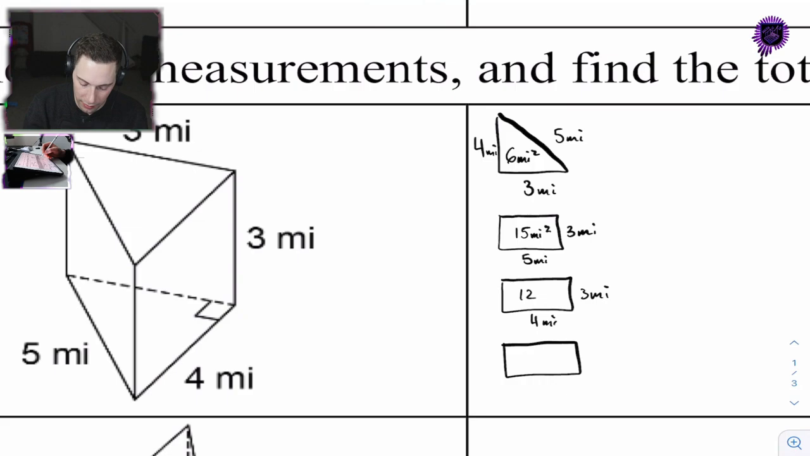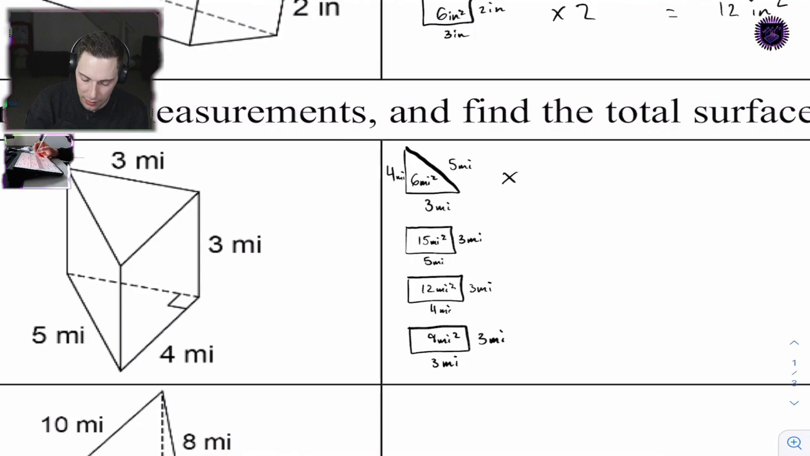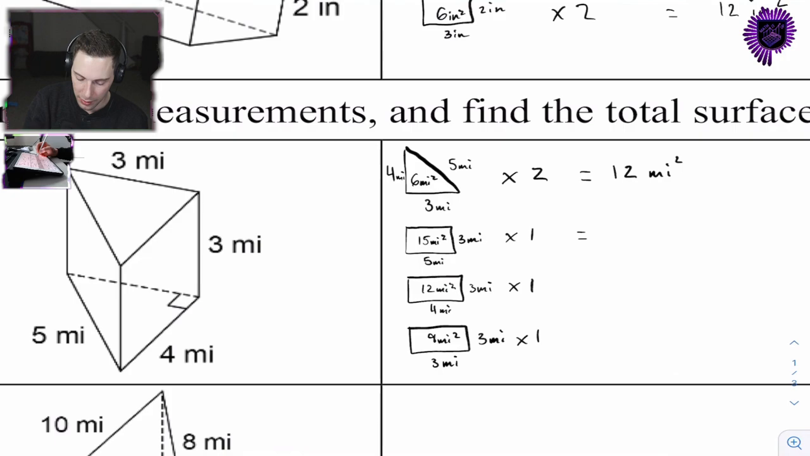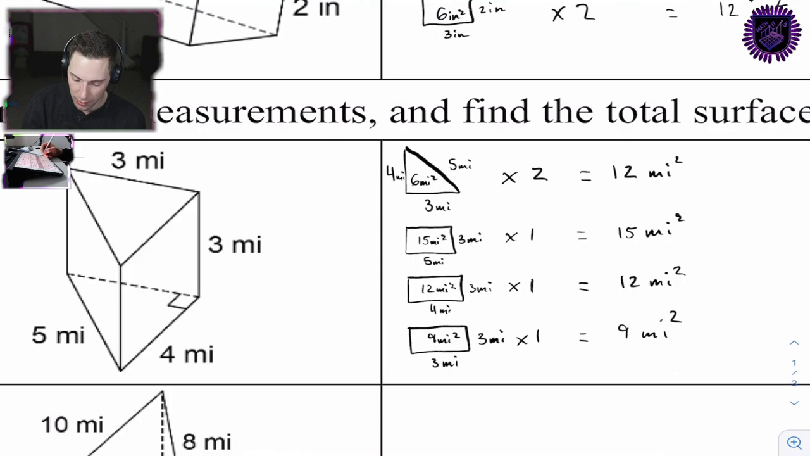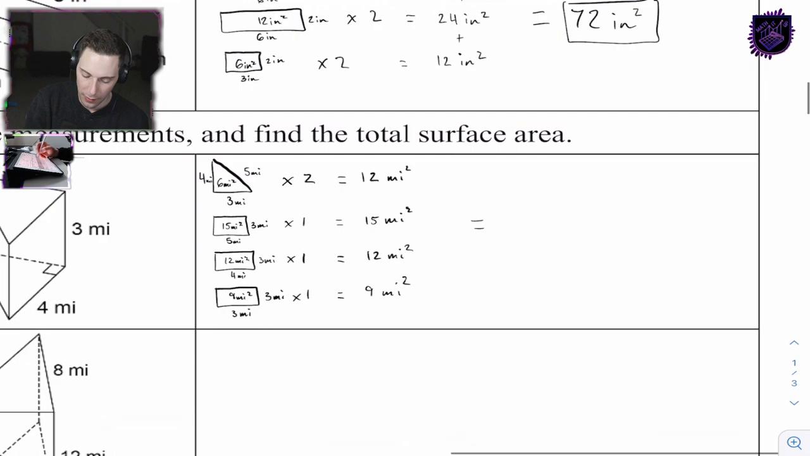And then we'll have a 3 by 3, 3 miles by 3 miles, which will have a 9 miles squared area. There are 2 of these, and then 1 of each of these other shapes. So this will be 12 miles squared plus 15 miles squared plus 12 miles squared plus 9 miles squared, which is going to be 24, 34, 39, 48. 48 miles squared.